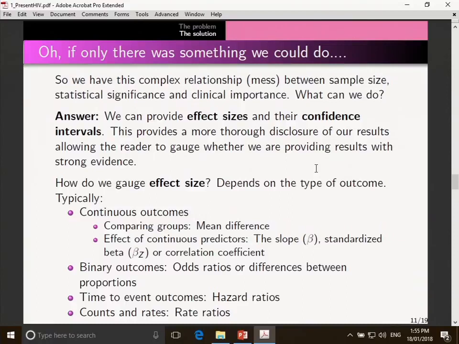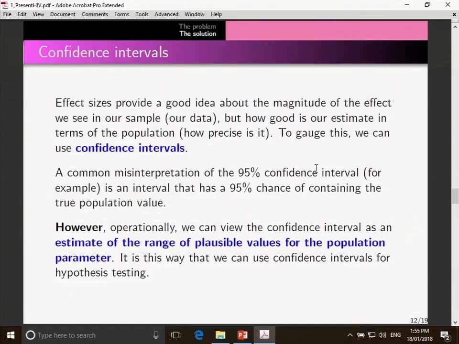Counts and rates, we can use rate ratios. Now, the one thing I would say is odds ratios, hazard ratios, rate ratios, we can interpret in a similar way. Not exactly the same, but in a similar way. So effect sizes provide a good idea, in terms of the outcome variables we're actually using, about the magnitude of the effect we see in our sample. But that's not enough alone. We've seen this already. It's not just the effect size itself.